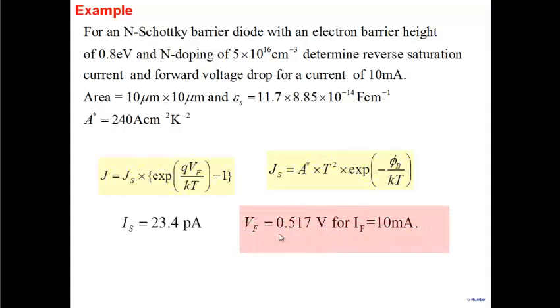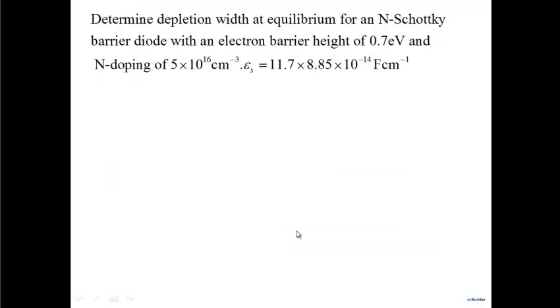This is one part. Let's do another calculation. Let's calculate the depletion width at equilibrium. We just calculated currents and voltage drops, so now let's calculate the depletion width. Let me give you the formula: W equal to the square root of 2 epsilon s by q N D, times VBI minus V.